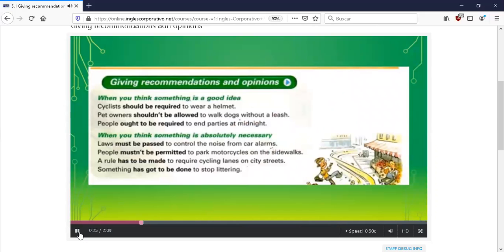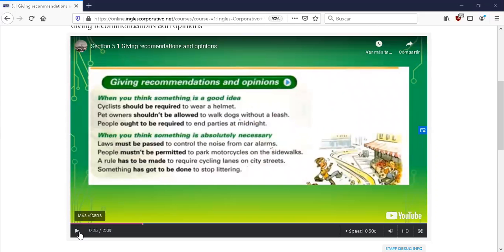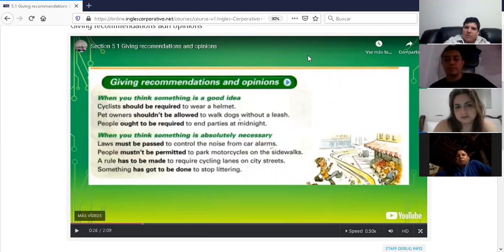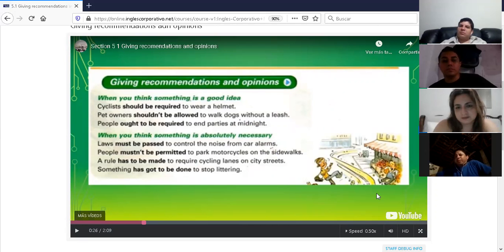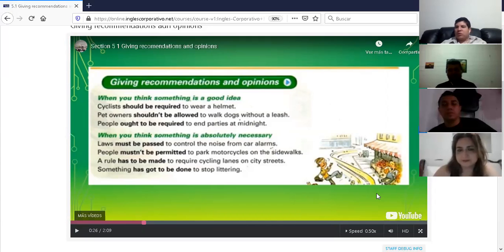All right, guys. So we're going to be using this structure right here in the same topic we were discussing previously. Now, how do you say los ciclistas deberían de estar requeridos, in this case, a usar un casco? The cyclist should be required to wear a helmet. Exactly. Should be required. Debería ser como un requerimiento. Requisición. O un requisito. Exactly. Todavía no lo es. You're giving your opinion. Pet owners shouldn't be allowed to walk dogs without a leash. Any new vocabulary on that one?